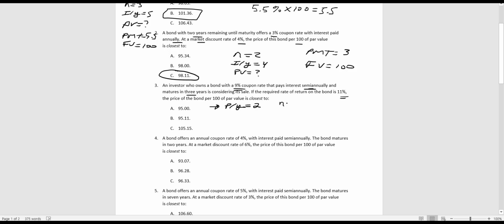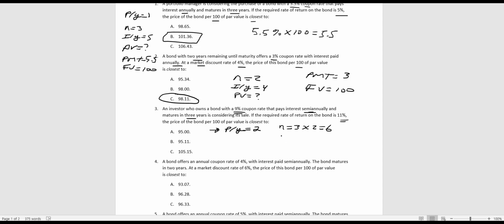So then in this case it's semi-annual, so N is going to equal the 3 years, that's the X, times periods per year equals 2. So in this case N is going to equal 6, okay? So then we have our IY is going to equal the 11 because that's the required rate. Here we need to be a little bit careful.